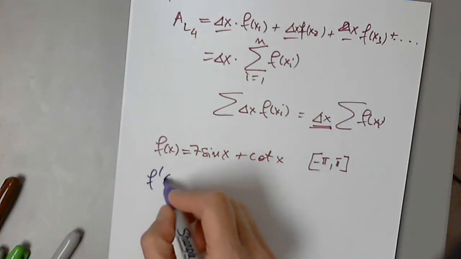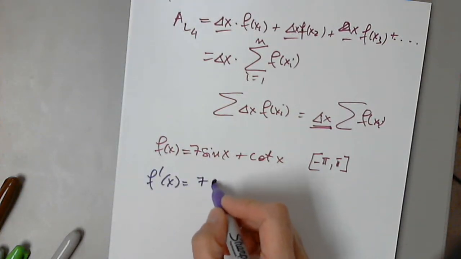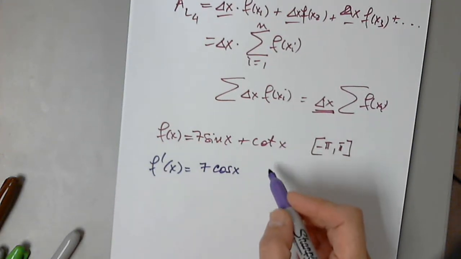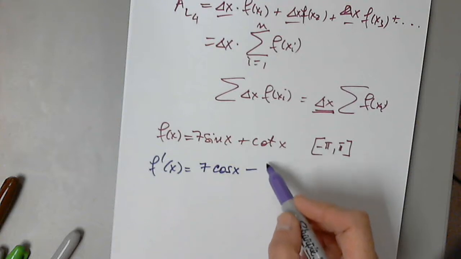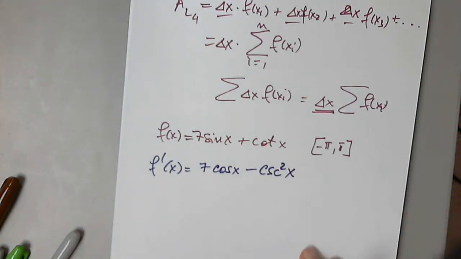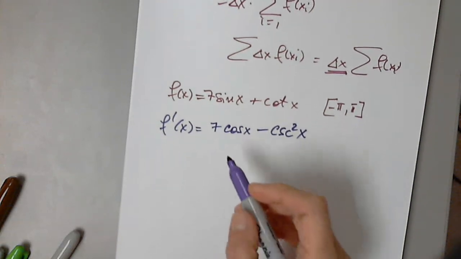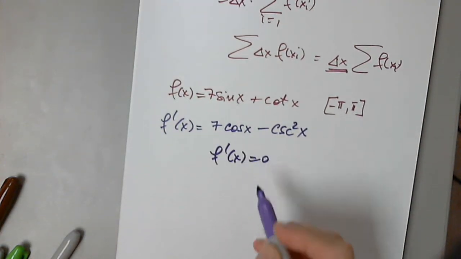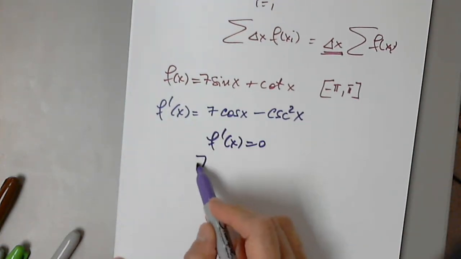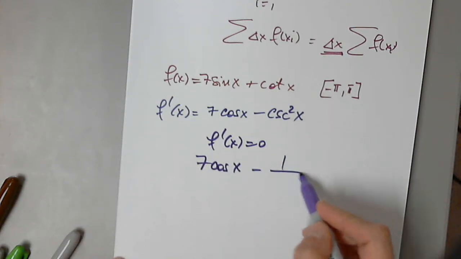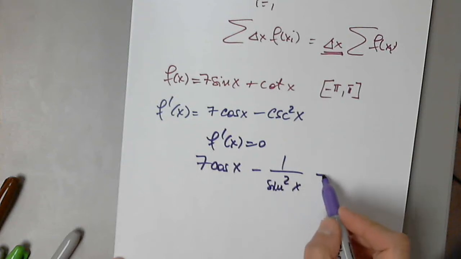Very good. So let's find f prime, which is 7 cosine x minus cosecant squared x, because the derivative of cotangent is negative cosecant squared. So now we're trying to solve this trigonometric equation: 7 cosine x minus cosecant squared x, which is 1 over sine squared x, equals 0.